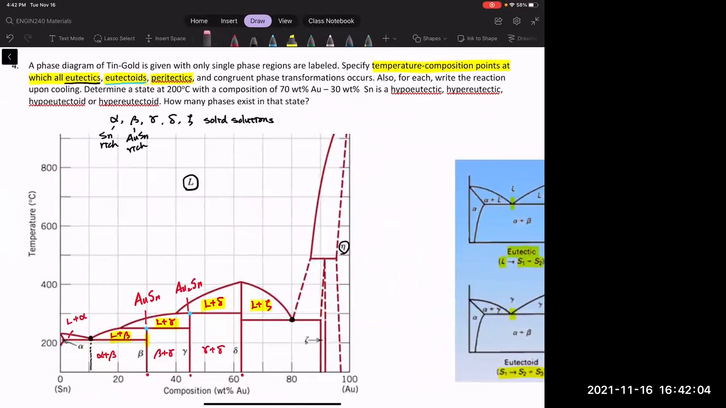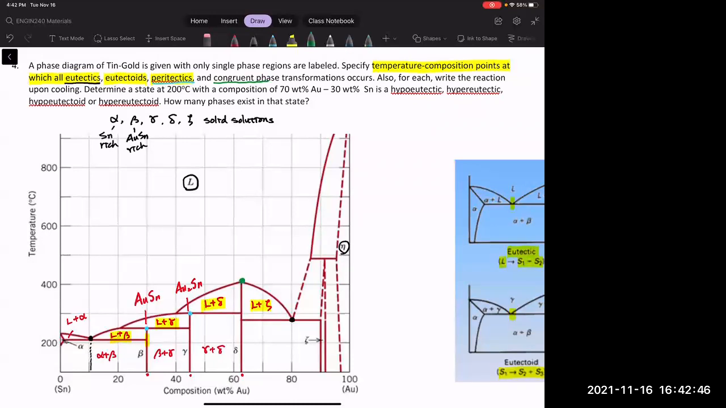Let me modify this one here. Okay, the congruent point is the point where you go directly from the solid intermetallic compound to the liquid, which are some of the peak points in this graph. So the congruent point is this one right here. And the composition at that point is some intermetallic compound. Again, you have to do some calculation in order to know what kind of compound that is.